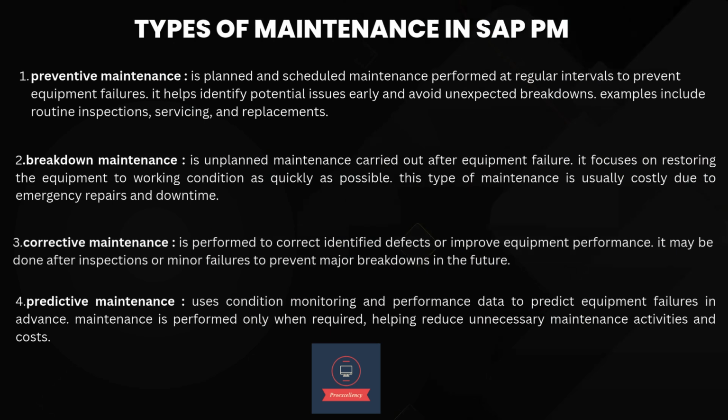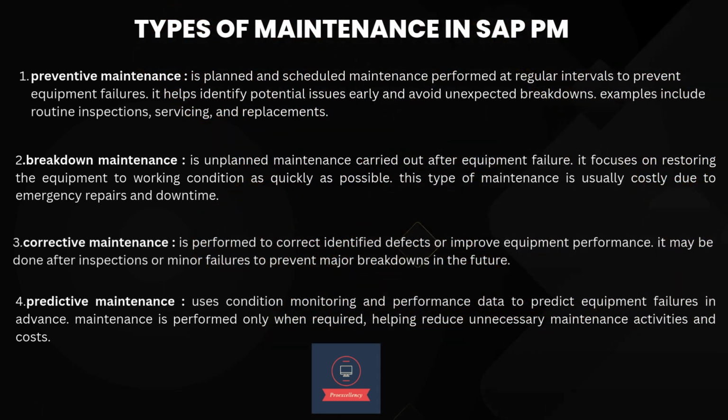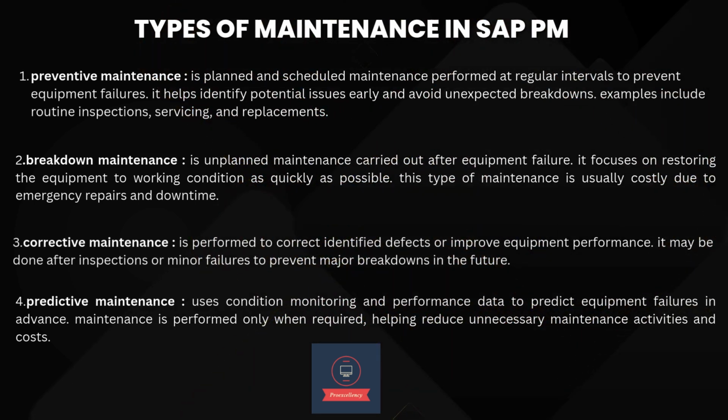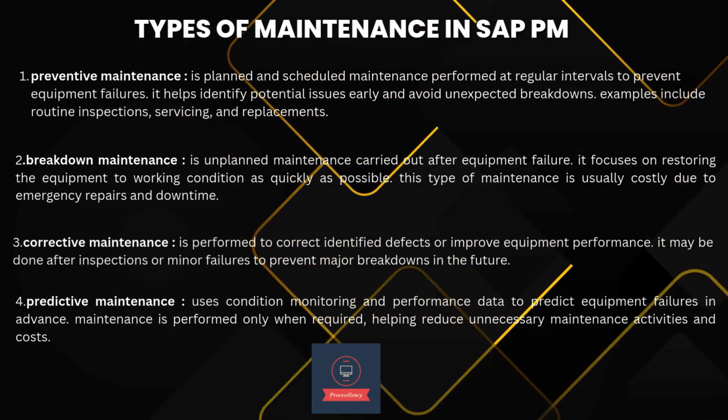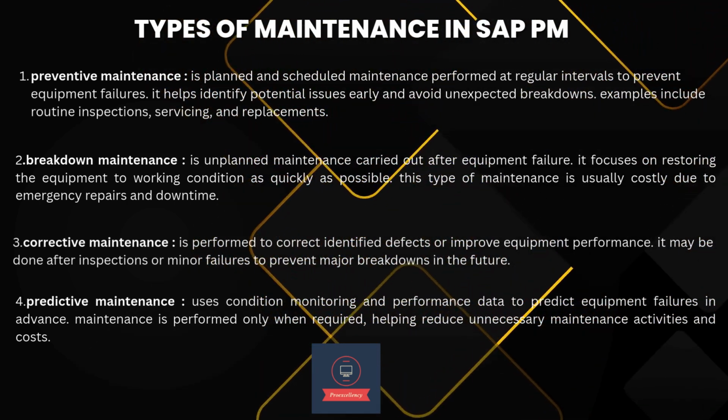2. Breakdown maintenance is unplanned maintenance carried out after equipment failure. It focuses on restoring the equipment to working condition as quickly as possible. This type of maintenance is usually costly due to emergency repairs and downtime.